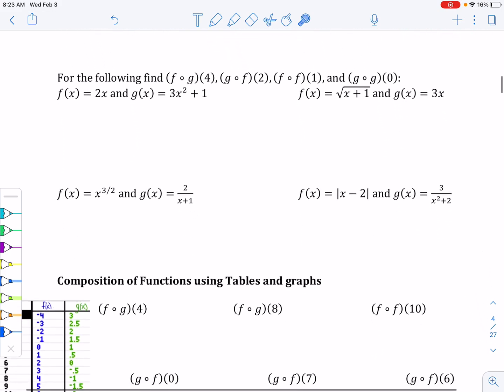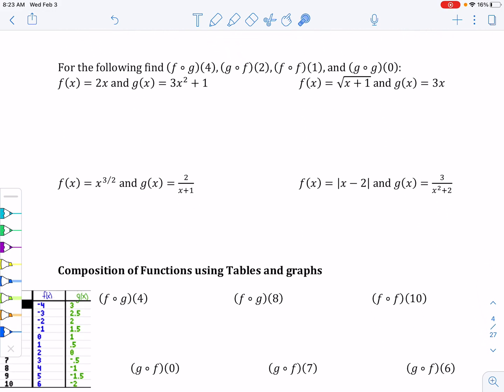Now, if we skip down and look at some of these, where we're plugging in numbers, let's practice plugging in some numbers. Personally, I think it's easier to do the route where you plug in the number instead of finding f of g of x and then plugging in 4 when you finish. So here, I'm going to do f of g of 4.